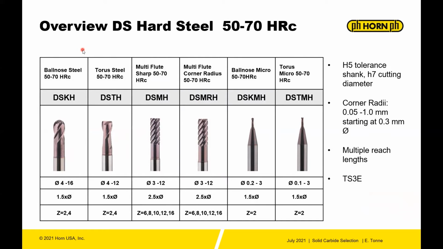DS for hard materials. So if you have a heat treated component and you need to machine that, the DS has a line for that. You have DSKH, which is your ball nose. You have a torus end mill. You have multi-flute sharp end mill. You have a multi-flute with corner radii. And you also have a micro ball nose and torus as well to fill out that program.